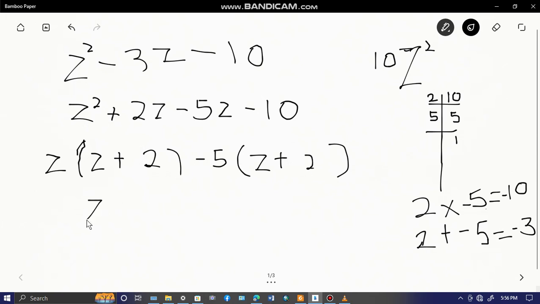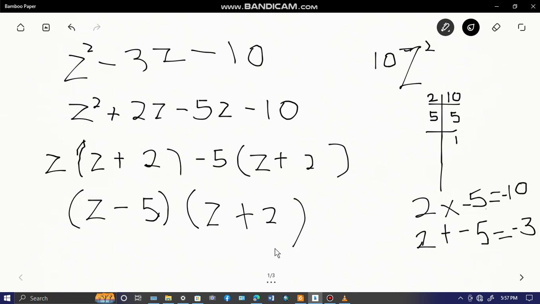So then you have the result as z minus 5 and z plus 2. Reaching that point, it means that you have factorized that expression. This one becomes your answer.